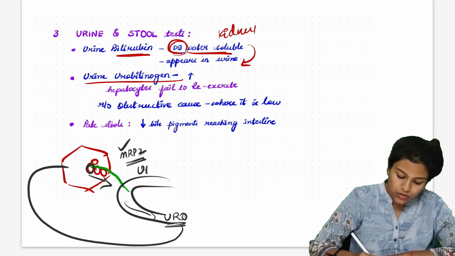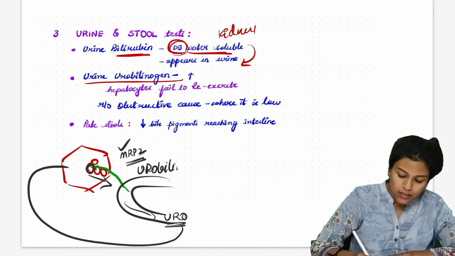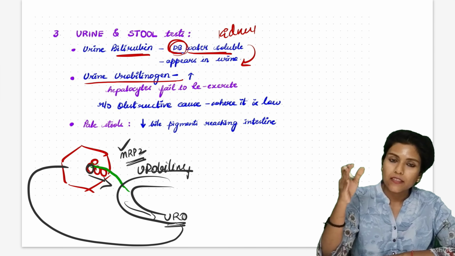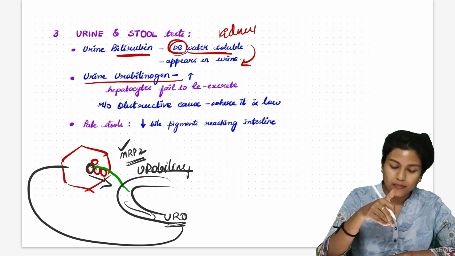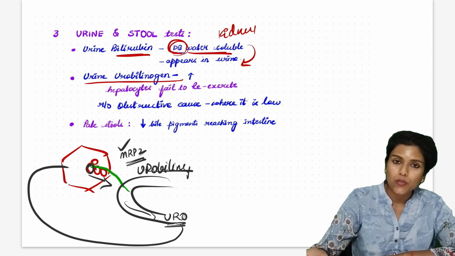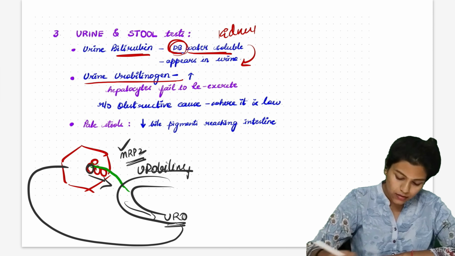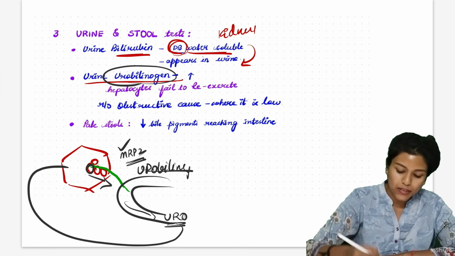For urobilinogen, the excretory function is different. It is blocked in this hepatitis. Therefore, it is unable to re-excrete into the bile. It will go into the blood. This urobilinogen will go into blood.